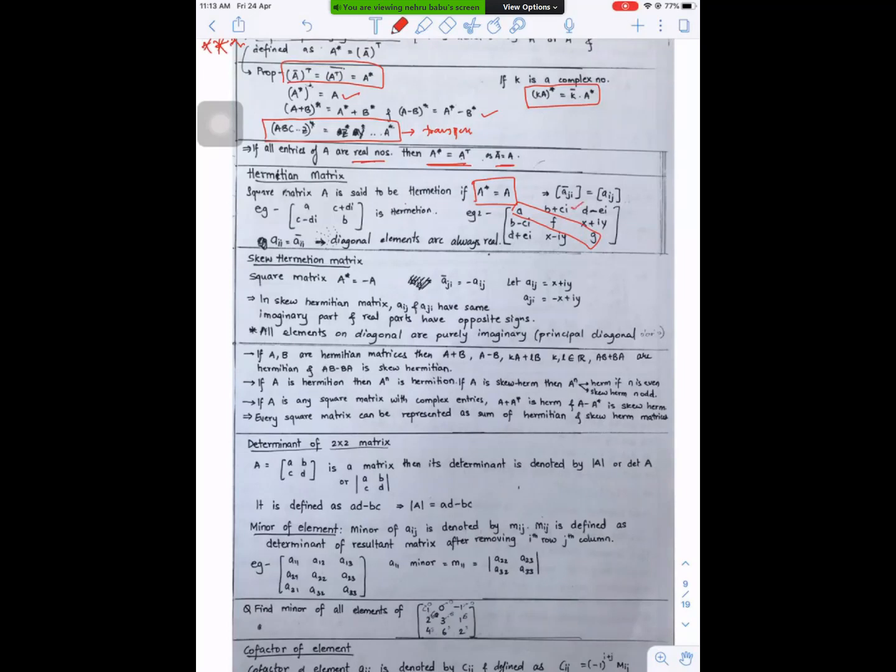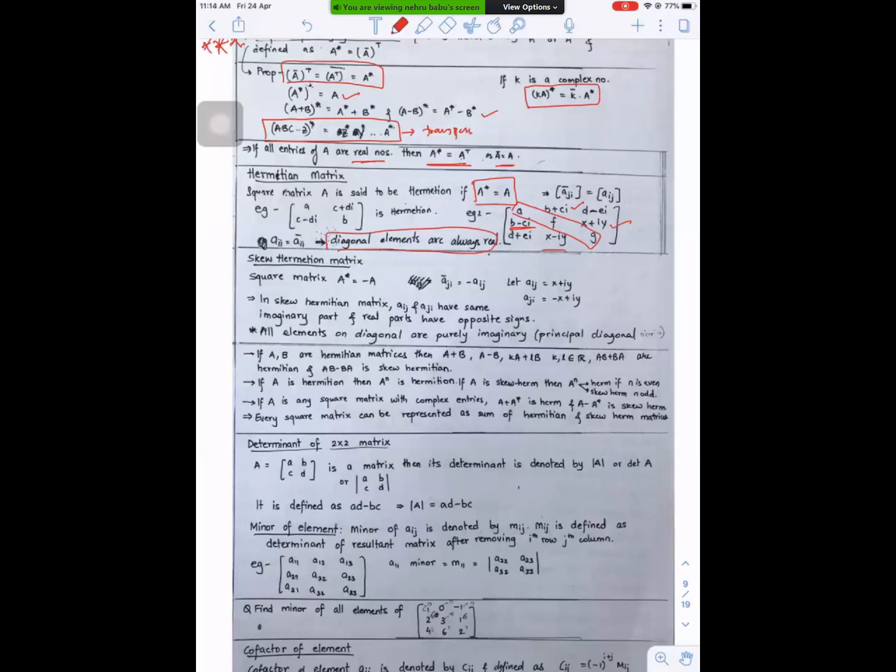So if you take B plus Ci here, B minus Ci is coming. X plus Iy, if you take here corresponding Ij, that transpose element is X minus Iy. So in a Hermitian matrix, what you have to write is: all elements in the diagonal are real. And the remaining elements Aij and Aji, both these elements, are conjugate to each other. That we can say.